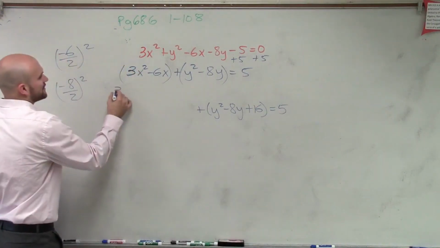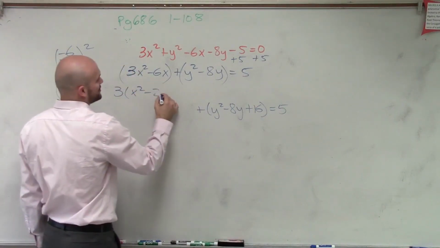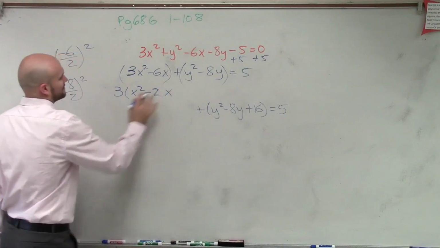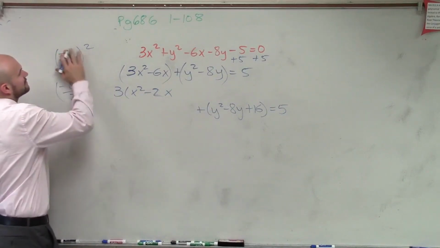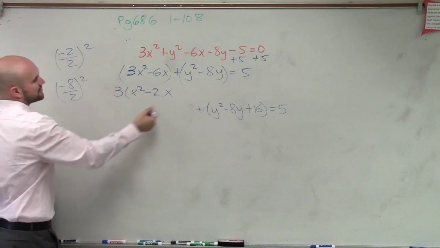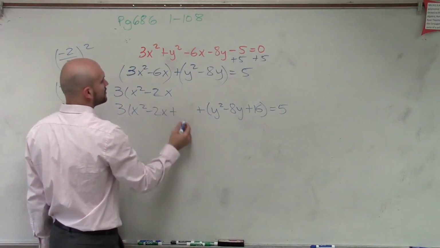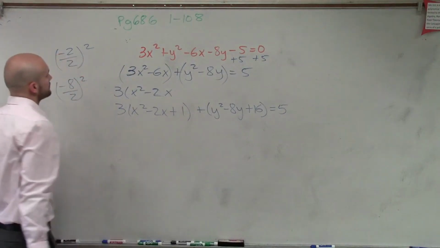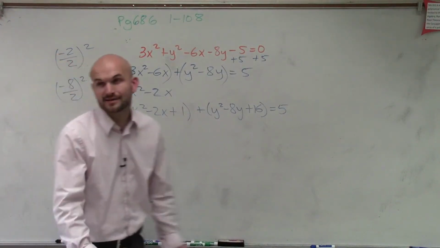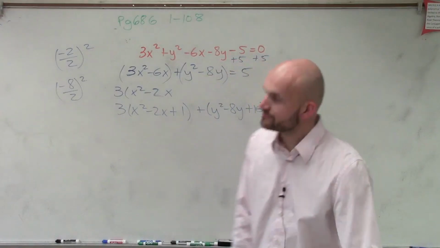So you factor out a 3, x squared minus 2x, right? Yes. So therefore, it's going to be 3 times x squared minus 2x plus 1. Now does that make sense? Better sense, right? Thank you very much.